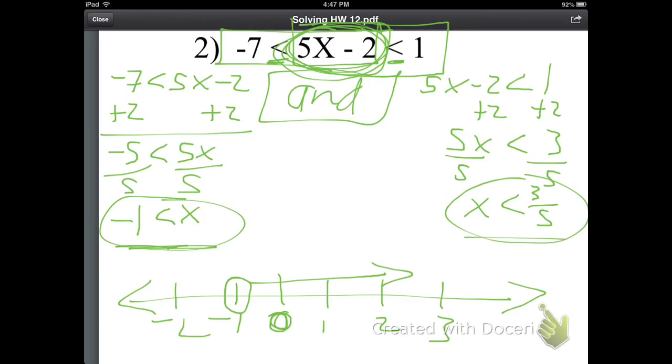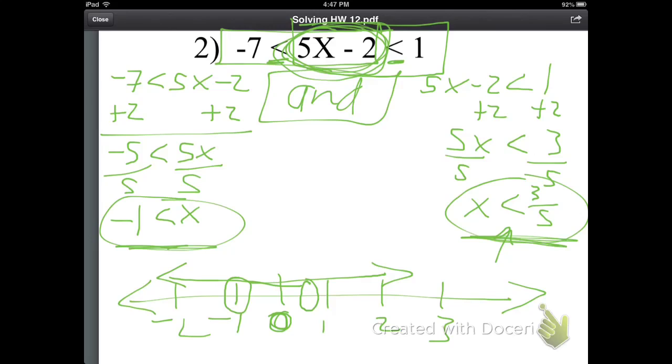Okay, and now I'm going to graph my right inequality. You need to put a circle at 3/5, which is a little bit more than half right there. And I'm not filling it in because there's no line. And this says x less than 3/5, so I need to shade left again.